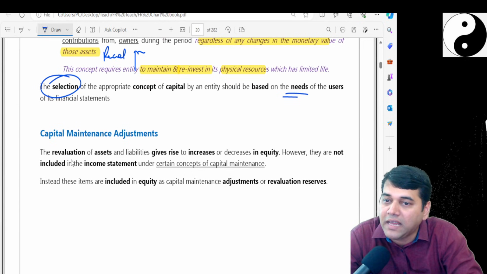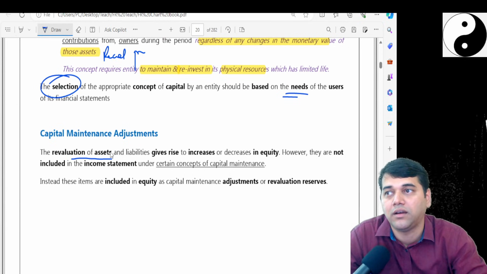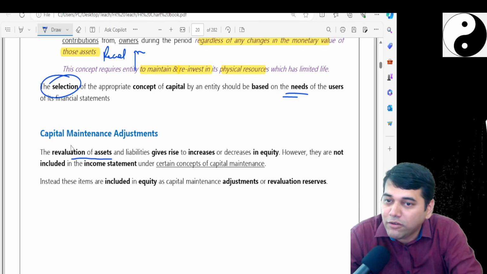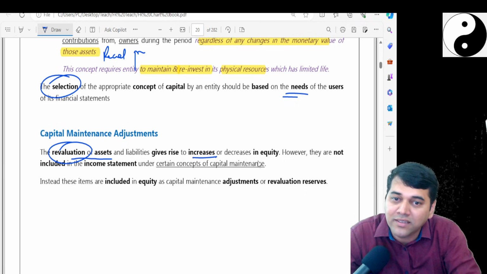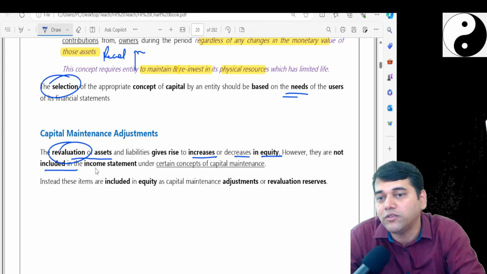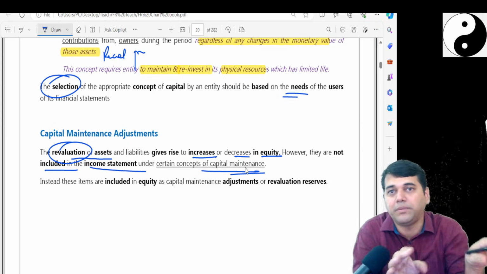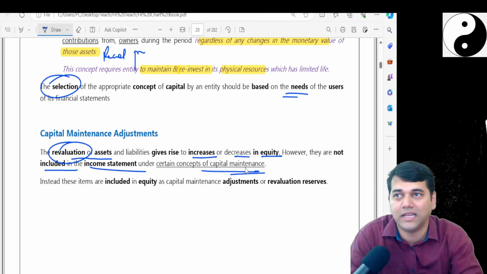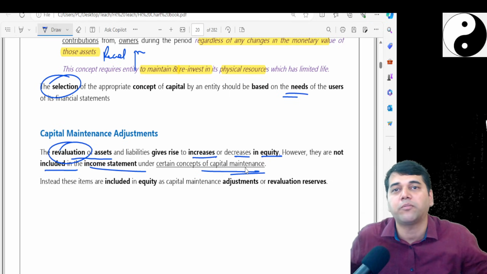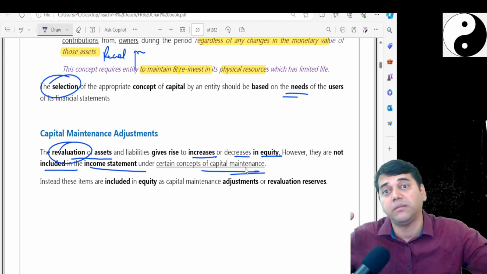Now, what will you say? You will bring one element, sir, my value of the land has increased. That's why they say that revaluation of assets gives an increase in the equity. Therefore, they should not be included in the income statement under the concept of capital maintenance. So bring them on par, otherwise this comparison becomes meaningless. If you permit me, I say I have made a bumper profit during the year. How? From rent 60,000 rupees and from capital appreciation 5 lakh.